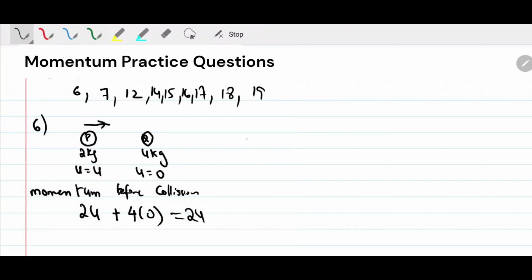The same particles after collision are moving in the opposite directions. So Q will move here, P will move here. The masses will remain unchanged, 4 kg and 2 kg respectively. The final velocity of P is 1/3 of the velocity of Q. So if velocity of Q is V, then velocity of P is 1/3 of V.